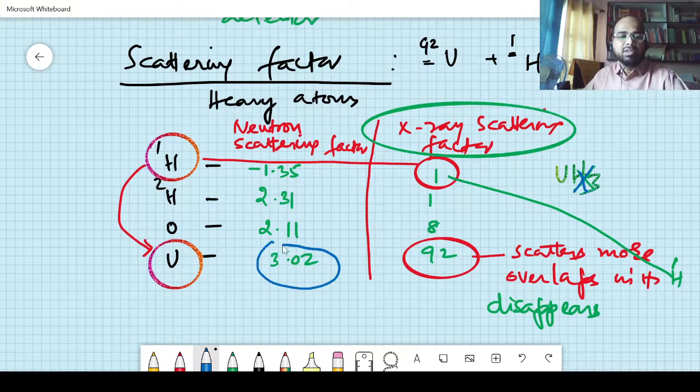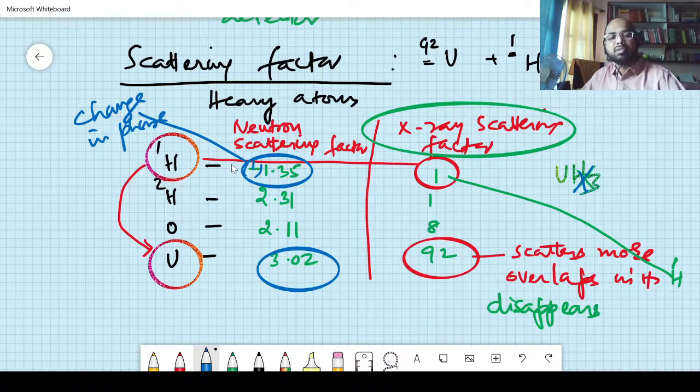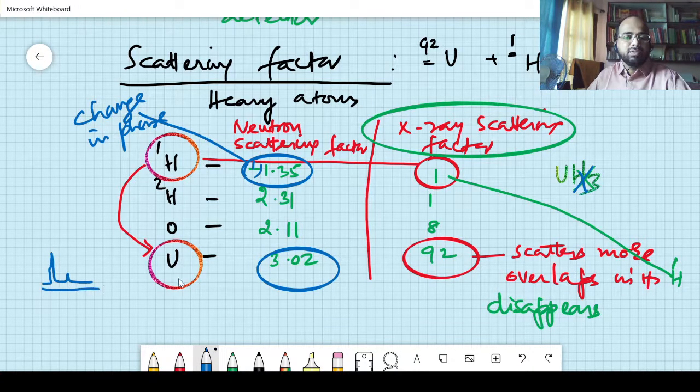It is 3.02, and this one is minus 1.35. This minus is just a change in phase, so it's nothing to worry about. You can even write it as plus 2. So if I get a peak at 3 points, 1, 2, 3, UH will be getting one peak at 1, like this, for the scattering factor of neutron diffraction.